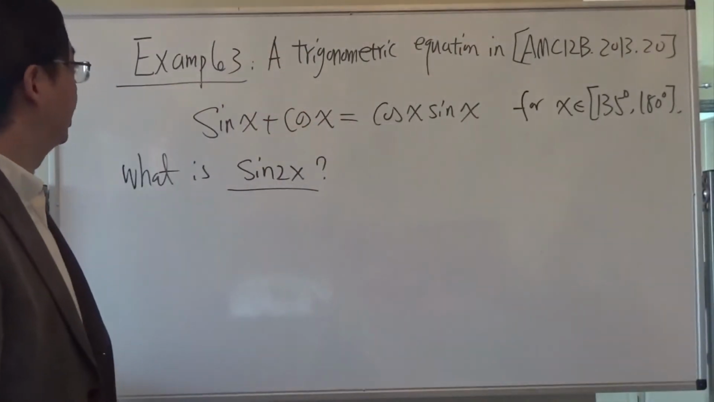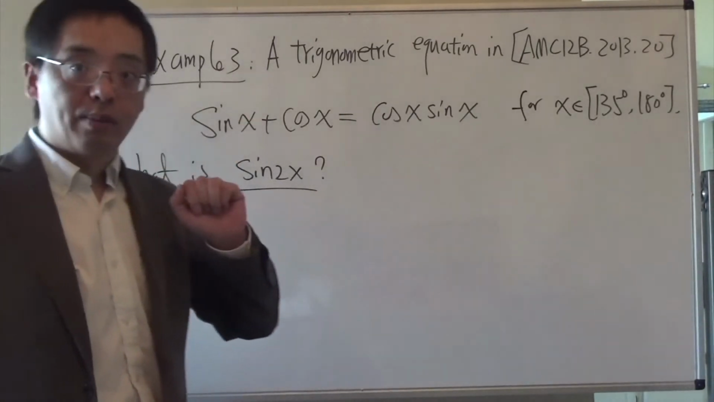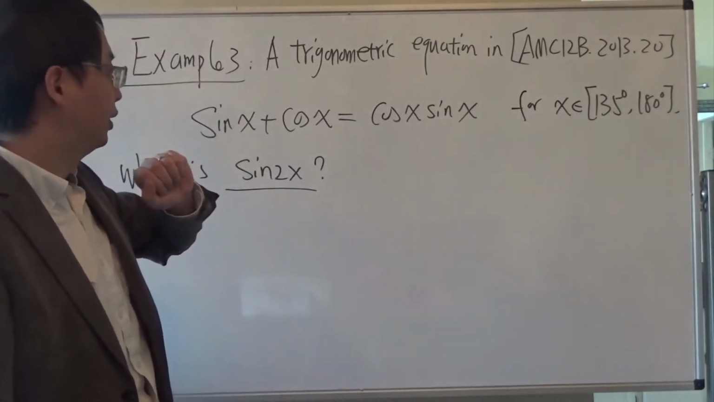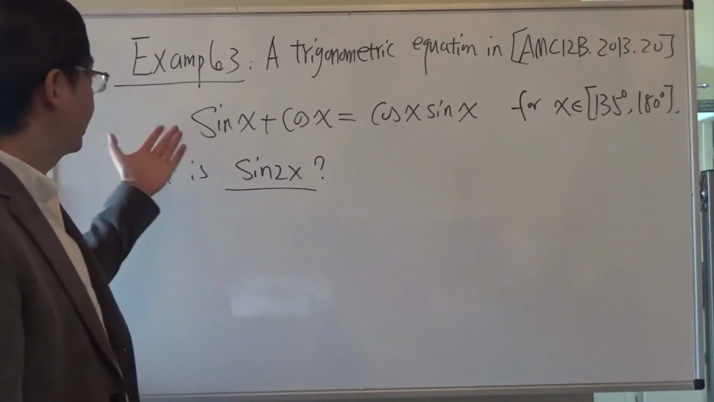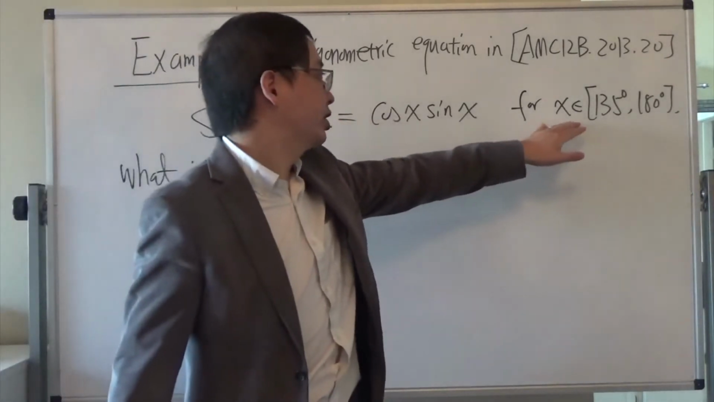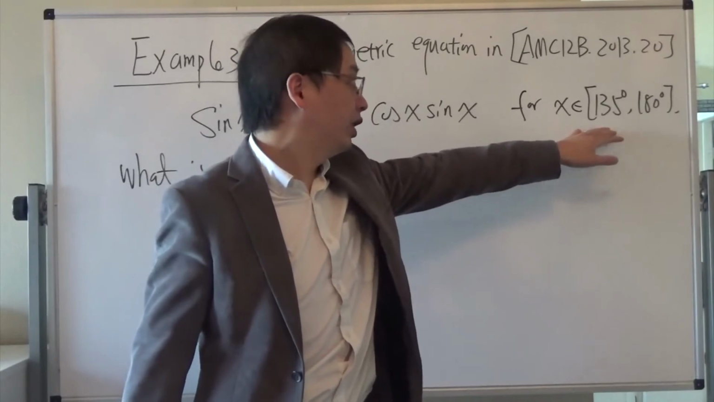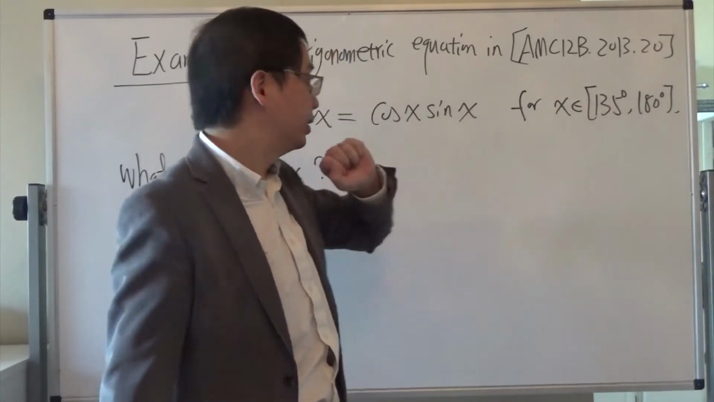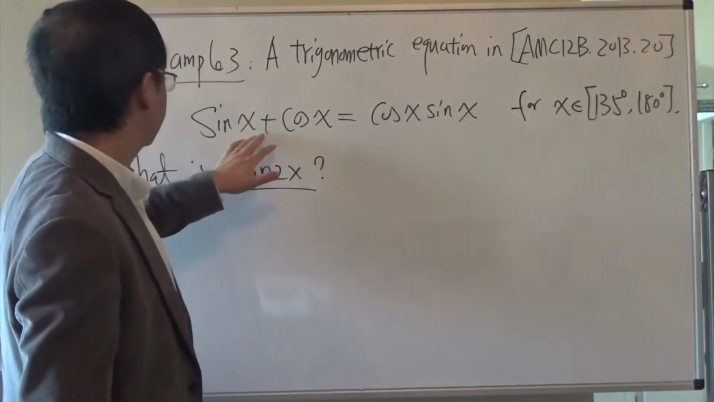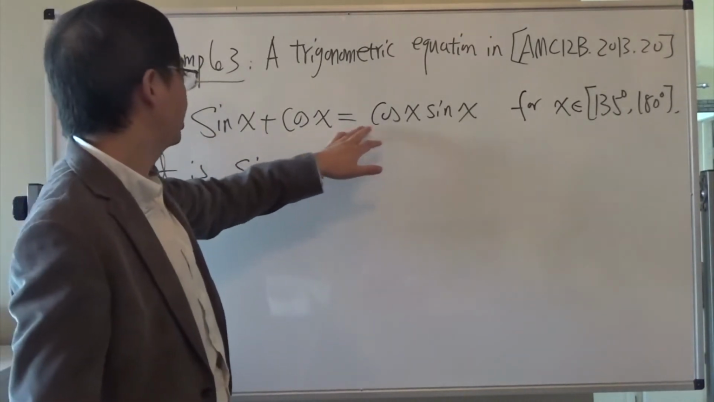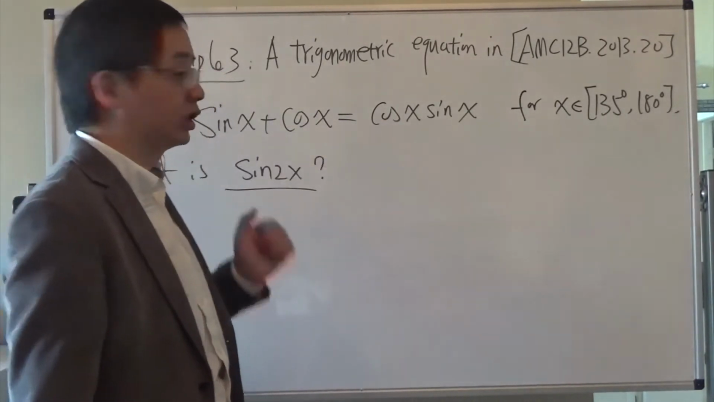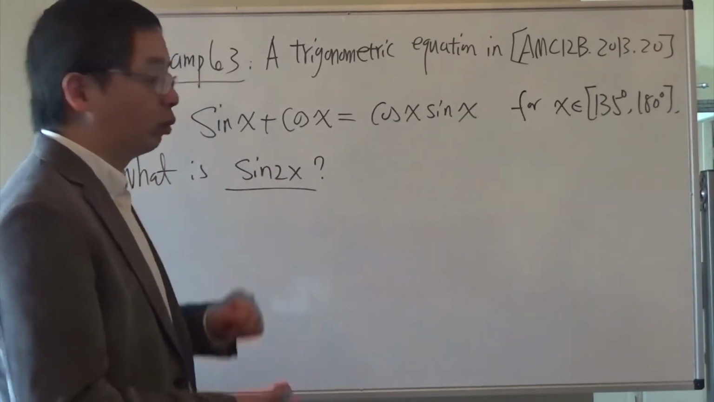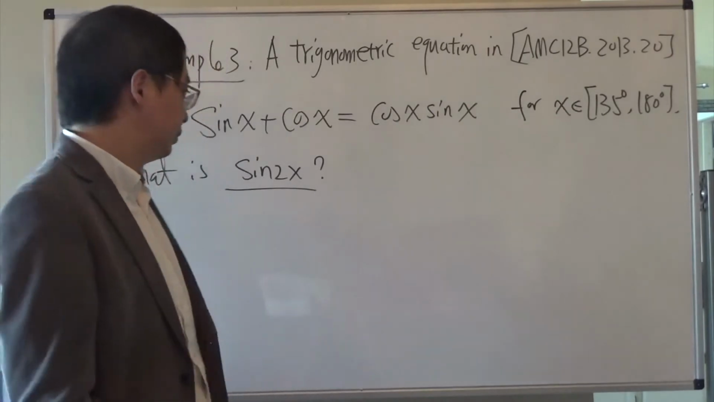Example 3. Here we have a trigonometric equation that appears in a past AMC 12 problem. It says, say we have angle x that's between 135 degrees and 180 degrees. Okay, so here we are in the unit of degrees. If we know sine x plus cosine x equals cosine x sine x, so this is the trigonometric equation. And the question is, what is sine 2x?